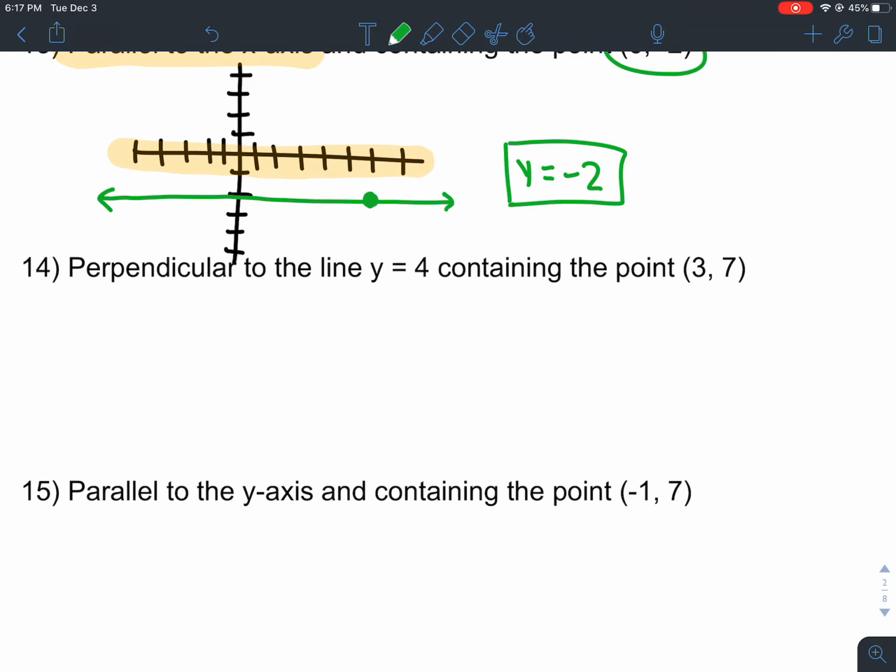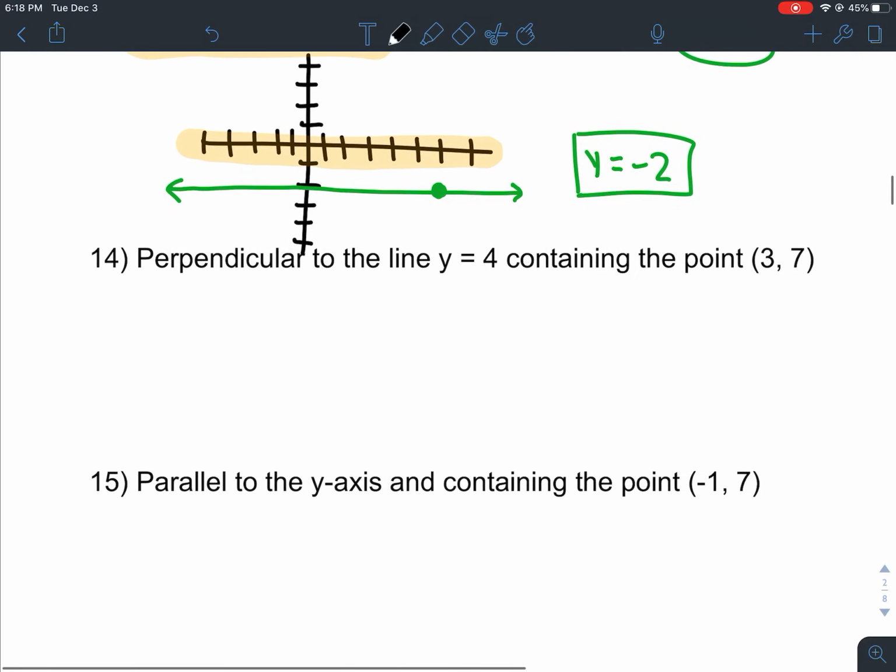All right, 14, perpendicular to the line y equals 4 and containing the point 3, 7. Now this one says perpendicular to y equals 4. So if there's only one letter showing, then you want to graph it. Right? If it says like y equals 4 or x equals 4, you want to graph that. It's easy to visualize.